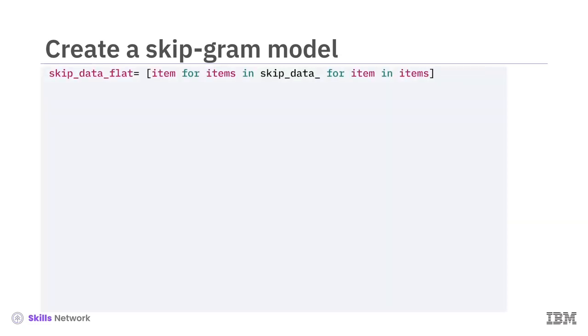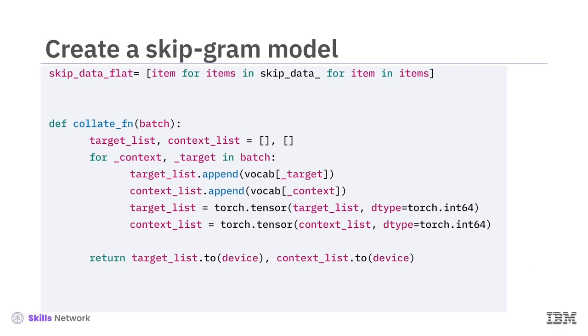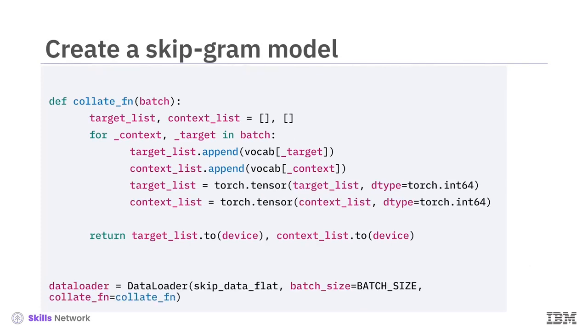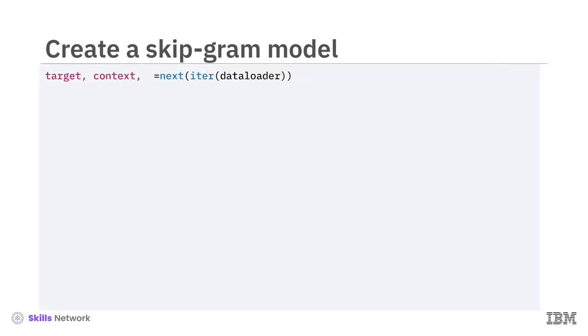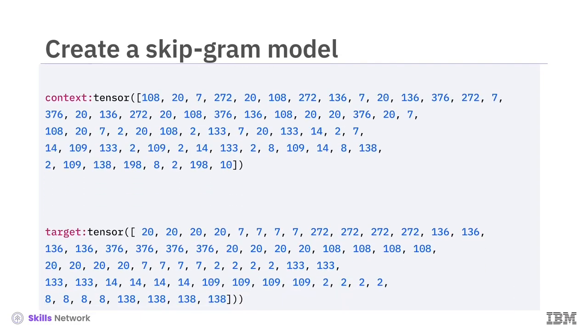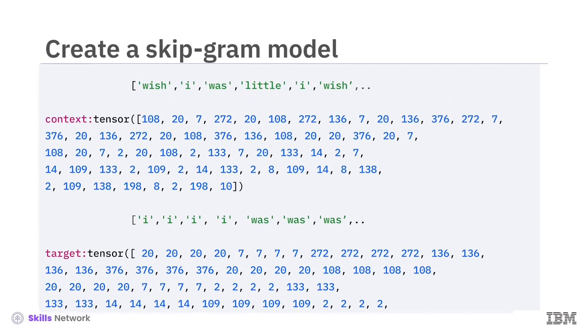Next, you will flatten the data. The collate function is similar to the CBOW model. You will then create a data loader object. Let's examine a single batch from the data loader you have created. The tensors are returned, including the target and context. You can also observe the indices. Additionally, the tokens are displayed here, which makes it quite intuitive.